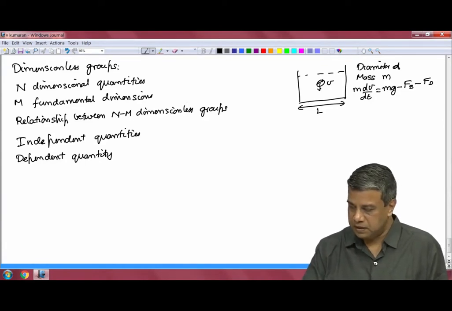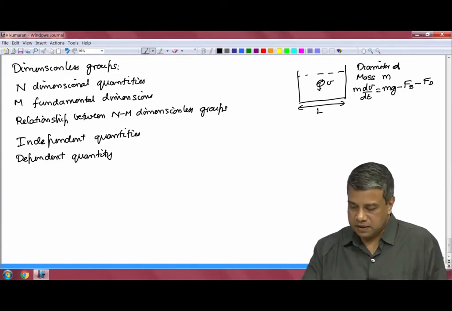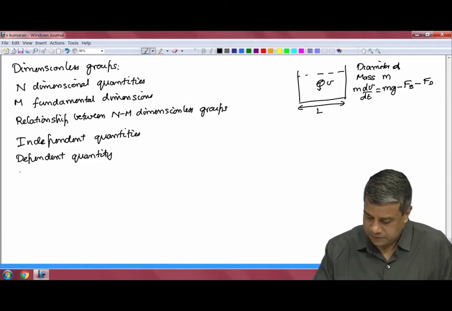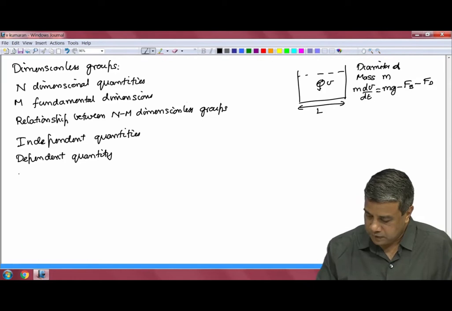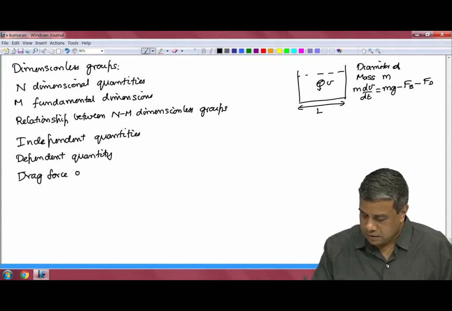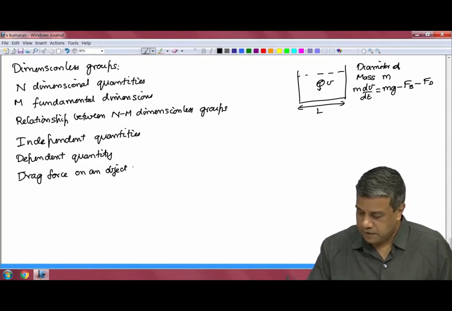Okay. So, the objective here is to calculate the relationship for the drag force on an object, okay, moving in a fluid.